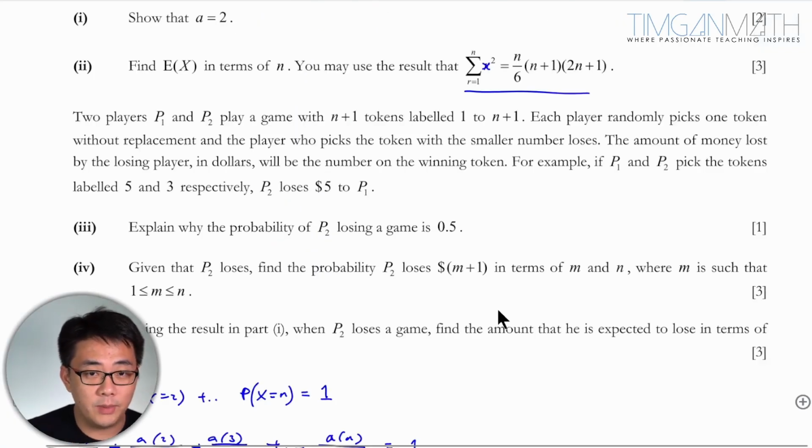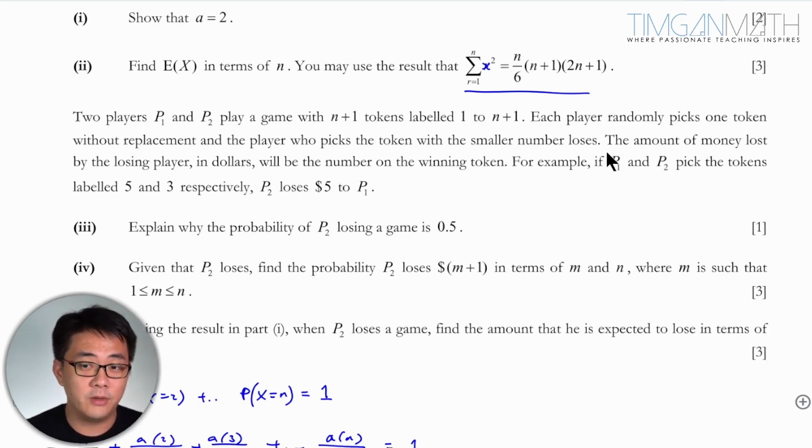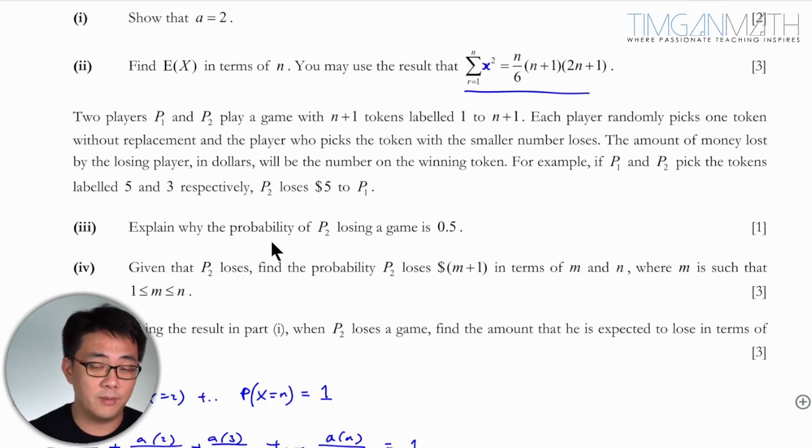Two players P1 and P2 play a game with n plus 1 tokens labeled 1 to n plus 1. Each player randomly picks one token without replacement, and the player who picks the token with the smaller number loses. The amount of money lost by the losing player in dollars will be the number on the winning token. For example, if P1 and P2 pick the tokens labeled 5 and 3, P2 loses $5 to P1. Okay, so part 3: explain why the probability of P2 losing a game is 0.5.